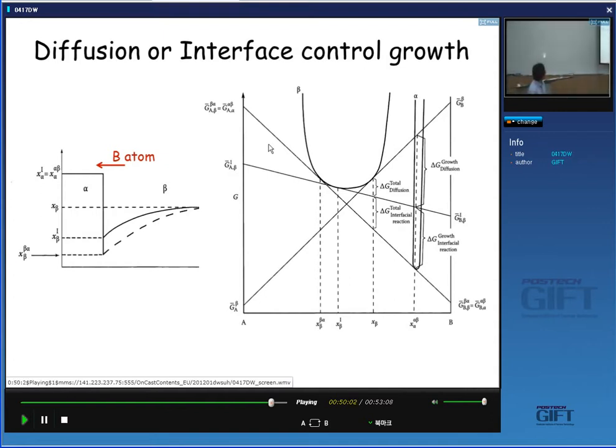So how can you handle this situation? You have to give some chemical potential increase of B atom in beta. For doing that, the interface composition of beta should be moved to this position. By doing this, the chemical potential of B atom in beta phase is located here, and now we can use this amount of difference to drive B atom to move from beta phase to alpha phase across the interface.